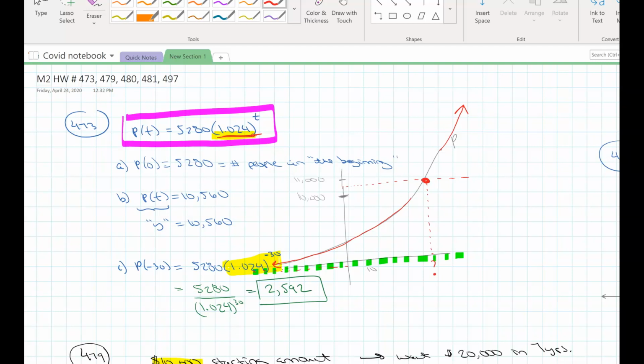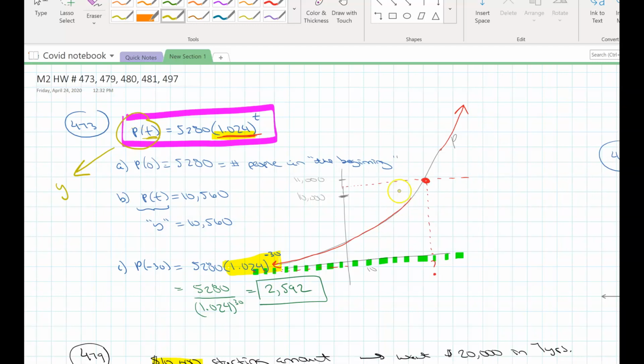Part B, it was asking you to use the graph to estimate the solution of the equation when P of t equals 10,560. And remember, they're using function notation here, right? If you want to call this y, you can certainly do that. But P of t is standing for population as it is determined by time, or population as a function of time. So you had to use the graph.